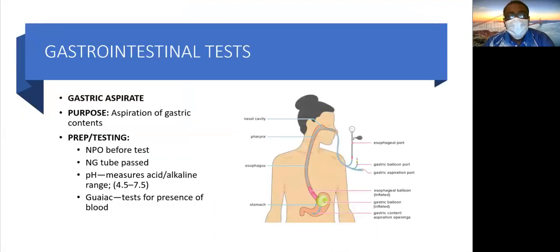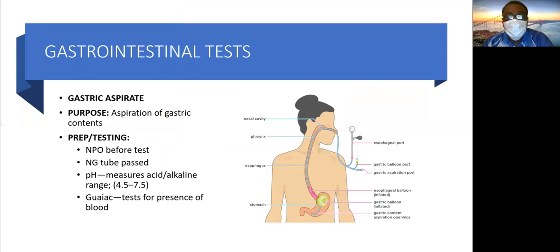Another test we can look at is aspiration of gastric content. Here, the purpose is to evaluate for presence of abnormal constituents, such as is there blood in your aspirate, is there abnormal bacteria, abnormal pH, or are there malignant cells? So part of your preparation for the test, NPO before test, NG tube is passed, and then the stomach contents are aspirated and sent for evaluation.